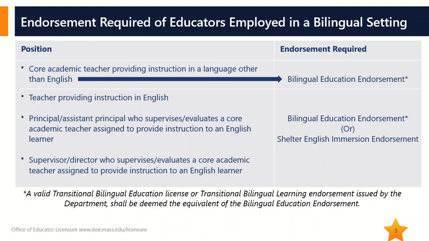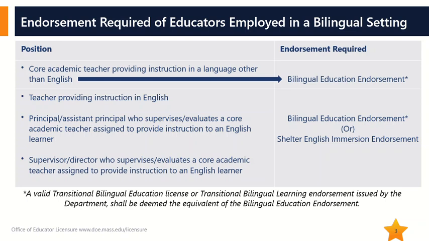A core academic teacher assigned to provide instruction in a language other than English to an English learner in a bilingual setting must be properly qualified in the field and grade level of the assignment and hold the bilingual education endorsement appropriate to the language of instruction. For example, a teacher who holds a valid Math 5 to 8 license and a valid bilingual education Spanish endorsement providing math instruction in Spanish in a bilingual setting to grade 5 to 8 students is properly qualified.